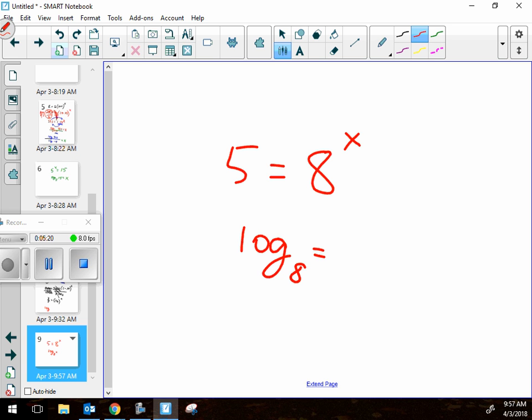Do you remember that you do not do it in order? You have to jump back and forth to the two sides. So log base 8 of what? 5 is equal to, it goes like this. Comes full circle. Remember that? The log base 8 of 5 equals x.